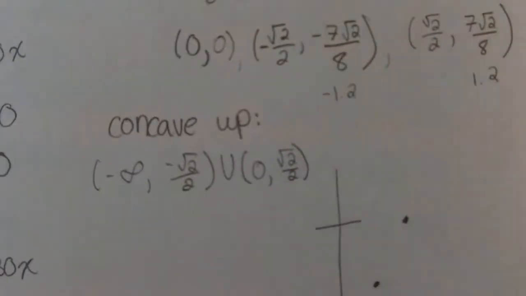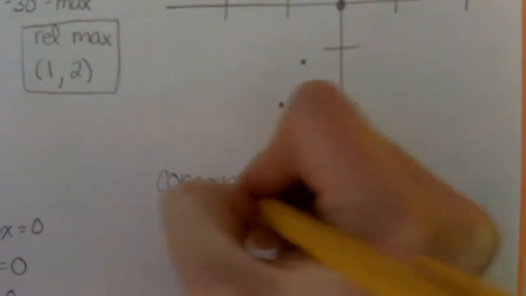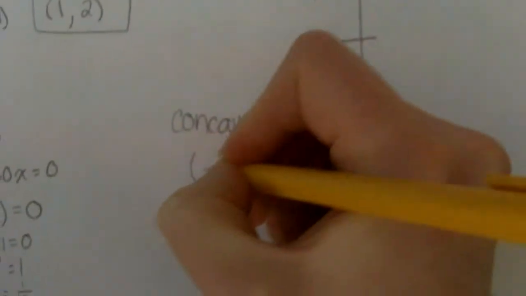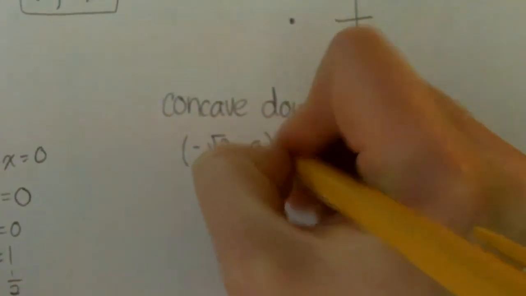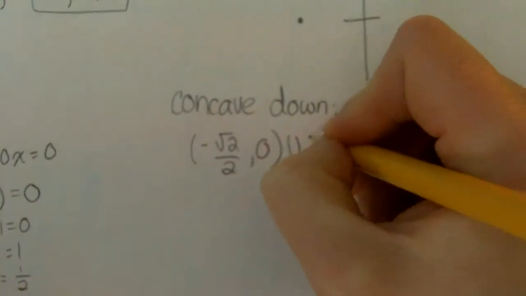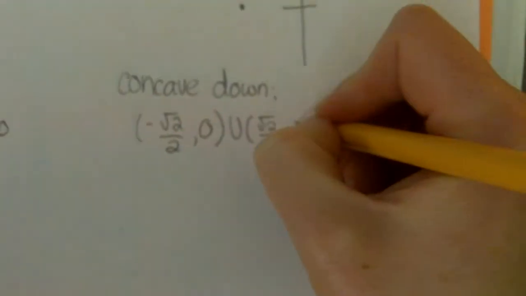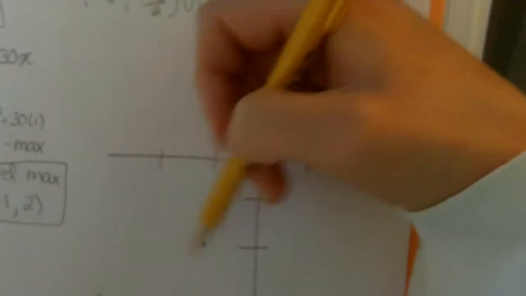And it's going to be concave down. Let's see, I guess the best place. I don't really have much room up there. It's going to be concave down from negative root 2 over 2 to 0, and then again from root 2 over 2 to infinity. Okay, so now basically what that means is we can look at our sign chart. I think it's easier to see than the way we wrote it, but we know it's concave up all the way up until negative root 2 over 2.